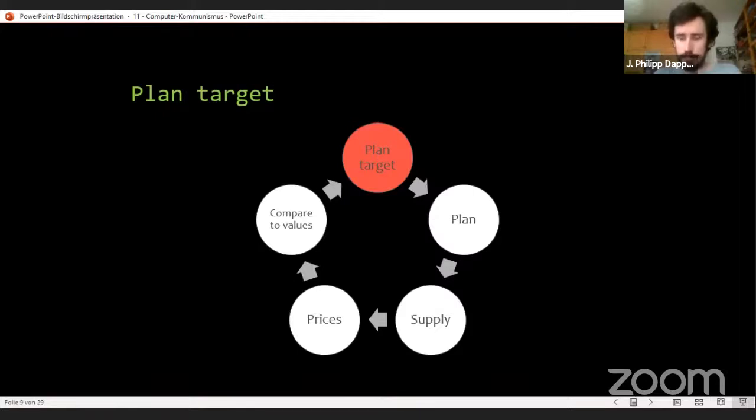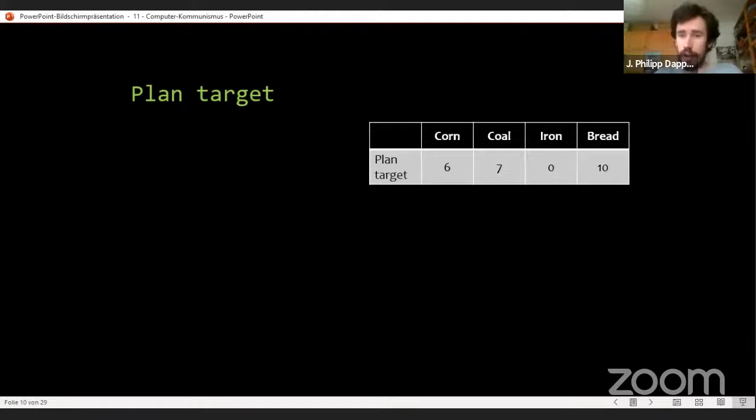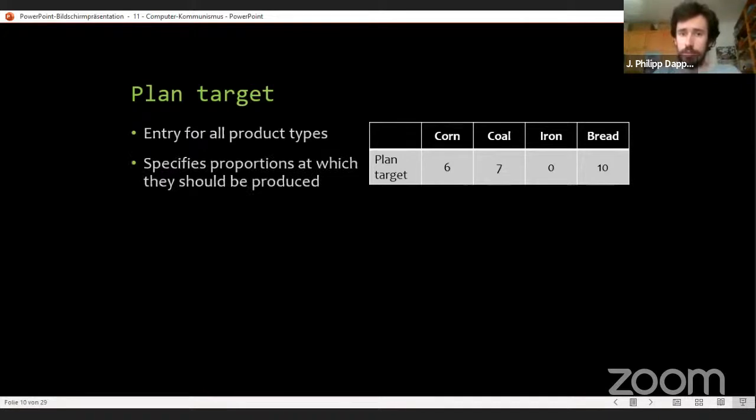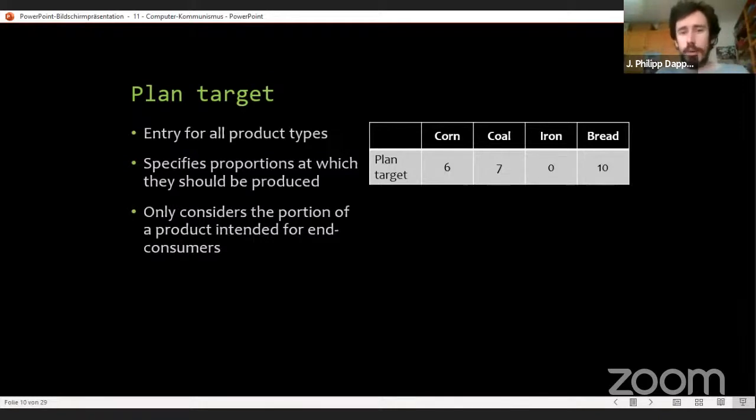So we start with a plan target. And the plan target is basically a table like this, which specifies for each kind of product in the economy the proportions at which these are supposed to be produced, right? So in this example, for every 6 units of corn, you would produce 7 units of coal and 10 units of bread. Okay, so these are proportions which for the moment are fixed, but will be changed later on, right? At which consumer products are going to be produced. But this only considers the portion of a product intended for end consumers. So this doesn't consider the corn which is needed to bake bread, right? Or the coal that's burned to bake bread. It only considers the part which will actually then be made available to consumers.